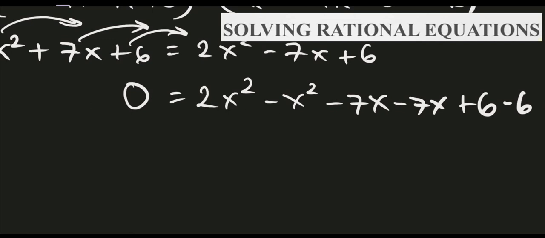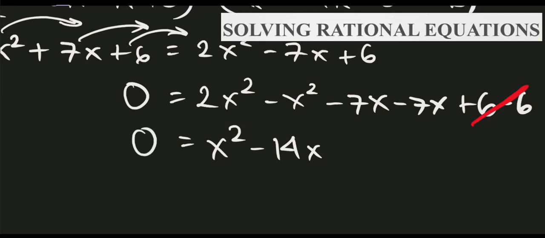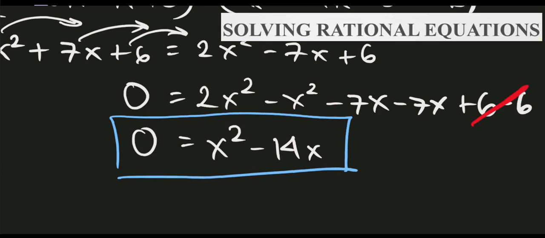So let's simplify this. 2x squared minus x squared. 2 minus 1 is 1, so we have x squared. Negative 7x minus 7x. The answer is negative 14x. Okay, and 6 minus 6, and that is equal to 0. So we need to cancel this one. Therefore, we have this set of expression which is an example of our quadratic equation.